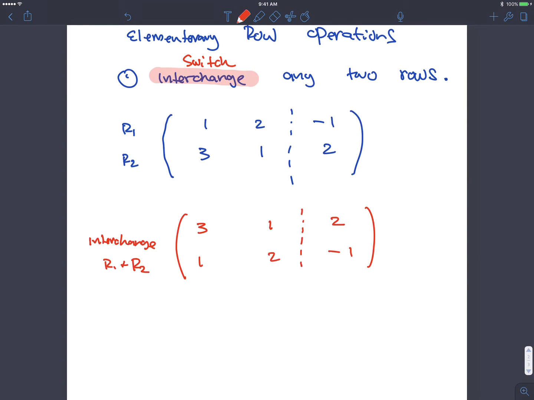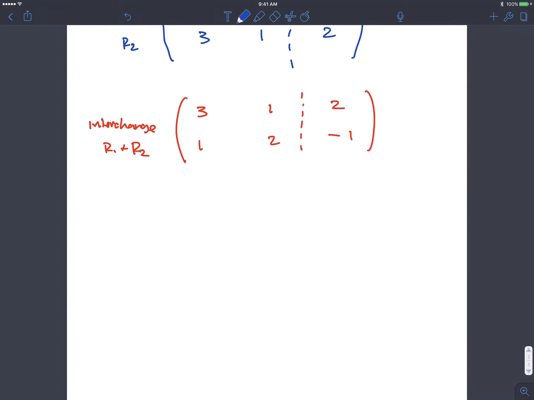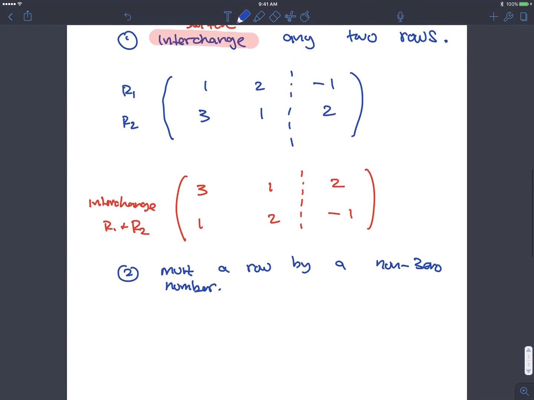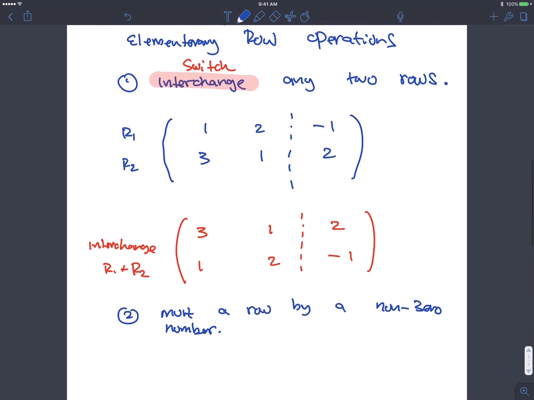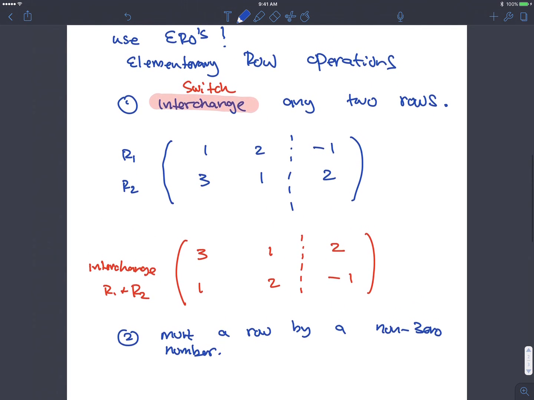That's one operation. A second operation that we can do is we can multiply a row by a non-zero number. So this is the second elementary row operation that I could perform on a matrix. We're going to multiply any row by a non-zero number.